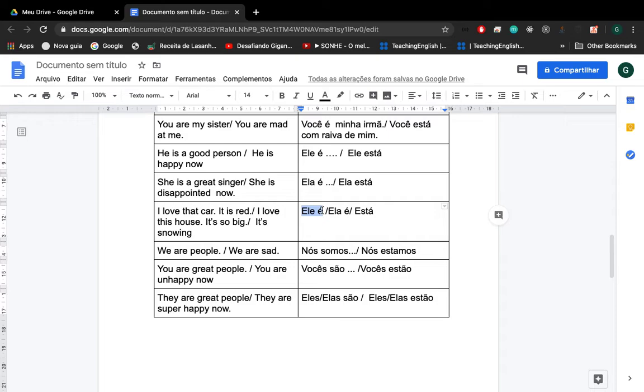Remember? And if I say, I love this house, it's so big. What's so big? The house. Okay, so it's so big. Now house is female. So how are we gonna translate it is? Ela é. Okay, why not ela está?